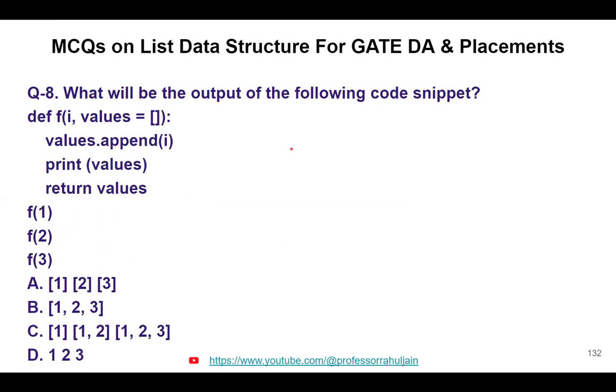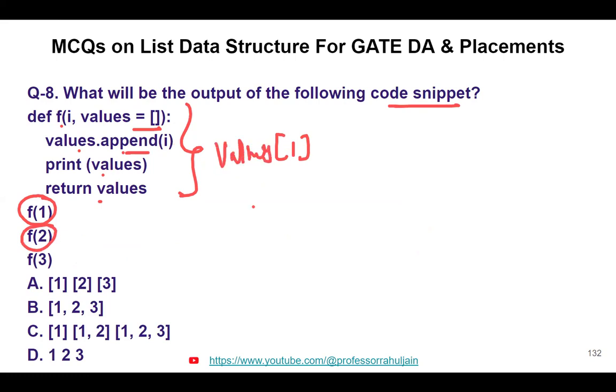Question number 8. What will be the output of the following code snippet? Again, the code is given. Definition, function f, i, values equal to initially 0, values dot append. Append is an insertion function at the last. Print values and return values. First we are calling f1. Values is not modified, but it is appended, so initially we have 1. Now f2 is called, but values already has 1. It has not been modified, but 2 is going to be appended, so it would be modified like that. After that f3. Values already has 1, 2, and 3 is going to be appended from here.